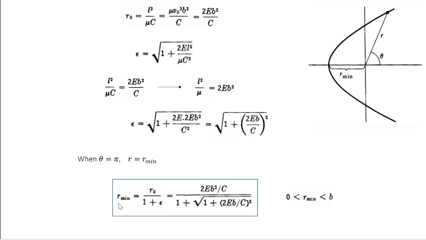Now, what are the limits of R minimum? When energy E equal to 0, you can see that R minimum is going to be 0, and when energy E equal to infinity, when you substitute in this equation, you get R minimum equal to B. So these are the maximum and minimum values for R minimum.